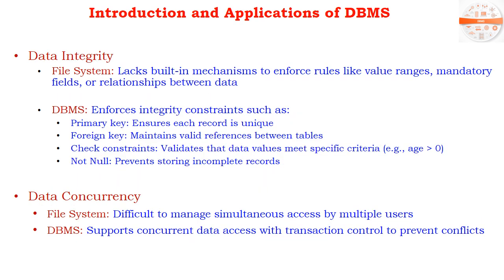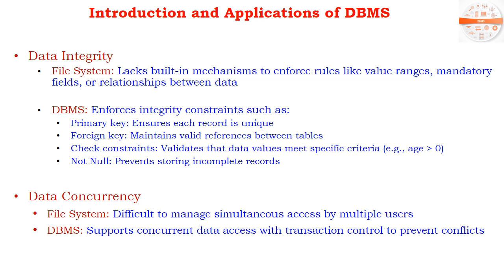Data integrity. In file system, only a few features are there. That is, some lacking is there to enforce rules like value ranges, mandatory fields, or relationships between data. But DBMS enforces integrity constraints such as primary key. What is meant by primary key? It ensures each record is unique. Foreign key maintains valid references between tables.